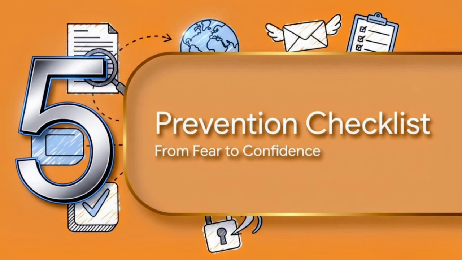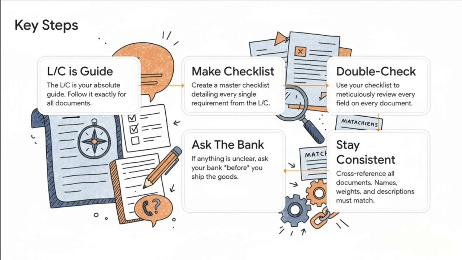So we've now gone over all the major types of errors. I know it can seem like a lot to remember, but the solution is actually pretty straightforward and methodical. And that brings us to our last section, a practical checklist to help you feel more confident when you're handling these deals. Here are the 5 key steps to prevent these headaches. 1. That letter of credit document is now your Bible. It is the absolute guide for everything you do.